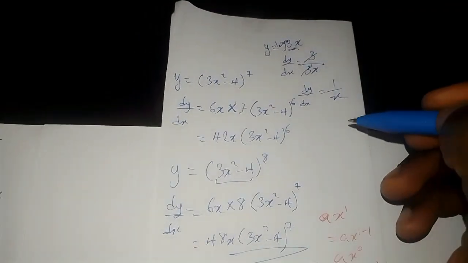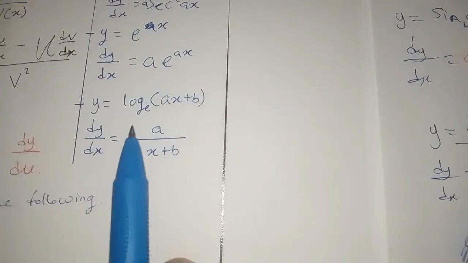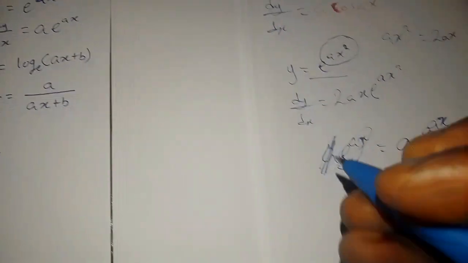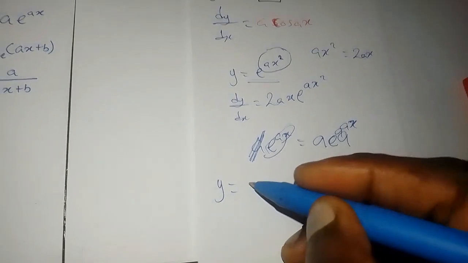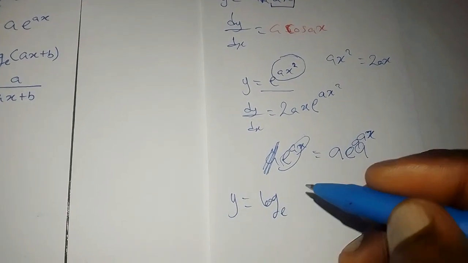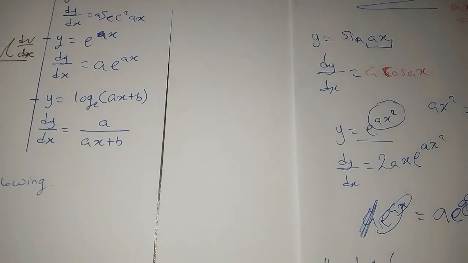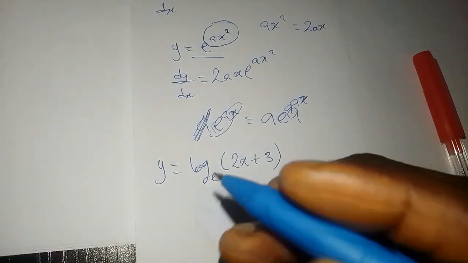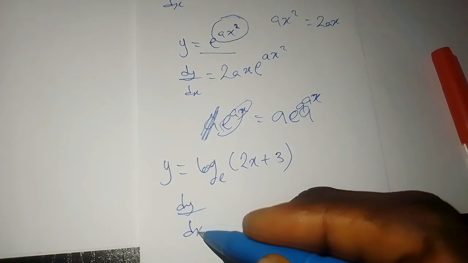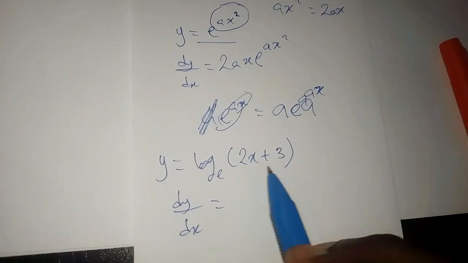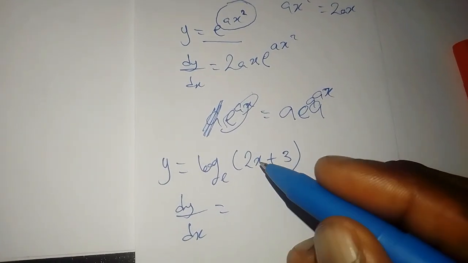So let's take one example according to what they said. They said if y equals log base e of, let's say, ax plus b, let a be 2 and b be 3, that's 2x plus 3. So they say you should differentiate, dy/dx will be equal to, if you differentiate this, what I'm going to have is ordinary 2, because if I differentiate this one, I'm going to have 2.